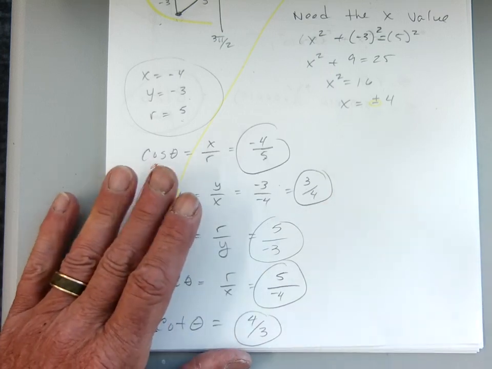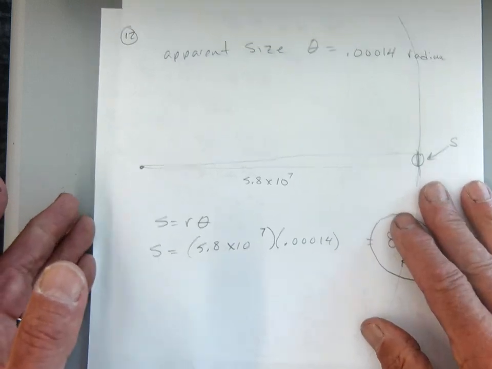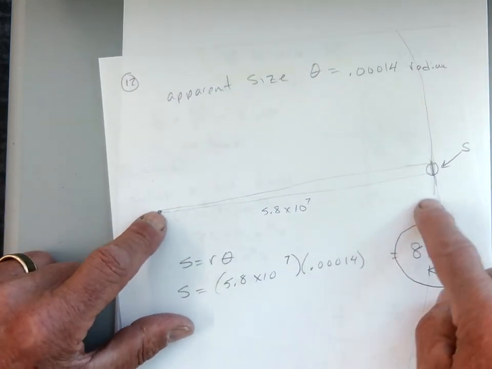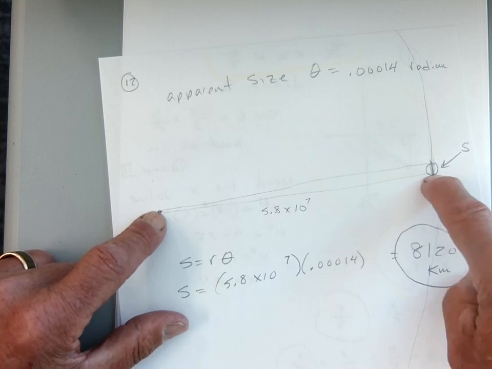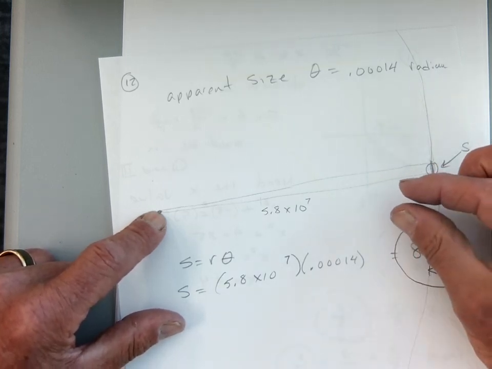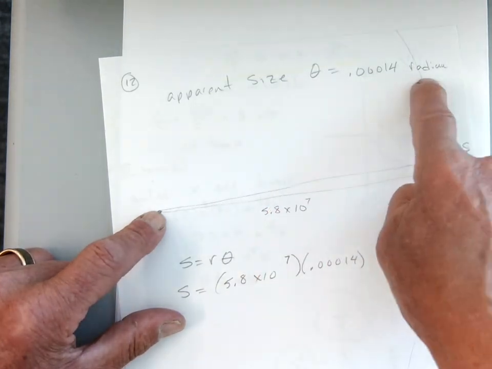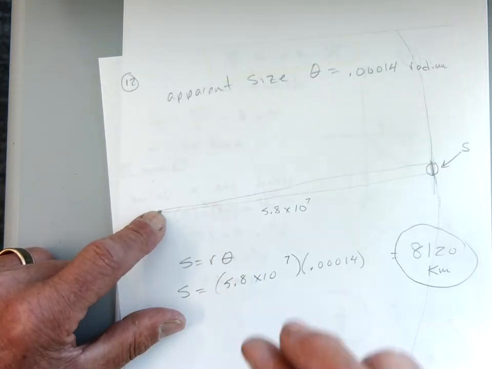Okay? Almost done. Last question talks about this apparent size. So if you imagine in space, here you are on Earth, and you're looking at a planet, and the planet looks really, really itty-bitty, super small when you look at it through your eye, and so that apparent size is the angle. That little size is an angle.